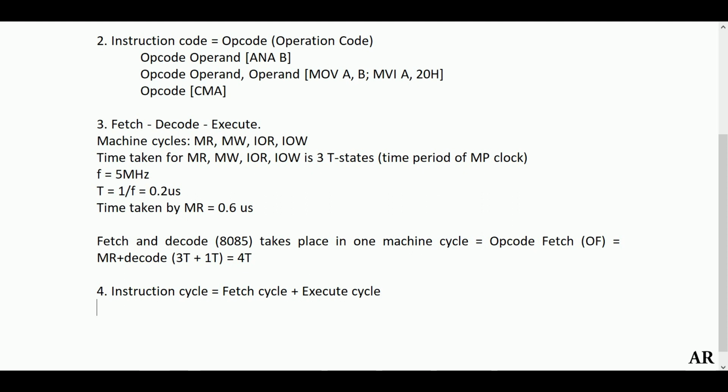Now in short, we usually write instruction cycle equals fetch cycle plus execute cycle. So IC = FC + EC. Fetch cycle only involves fetching the entire instructions, and the execute cycle involves executing it. Please remember, don't get confused between these two parts.